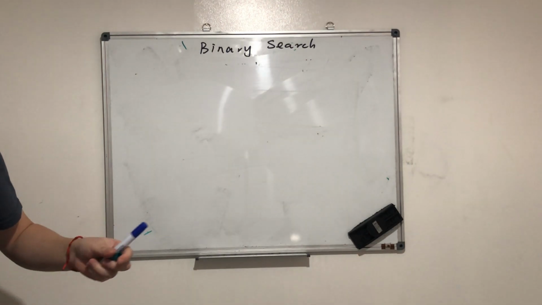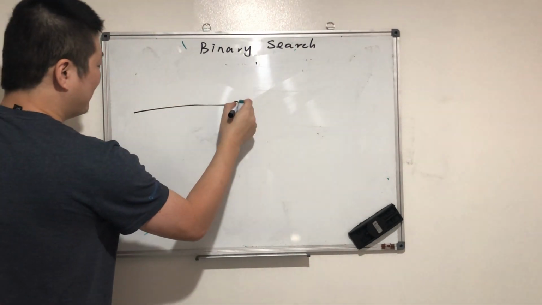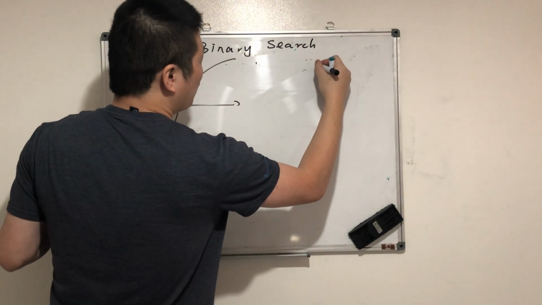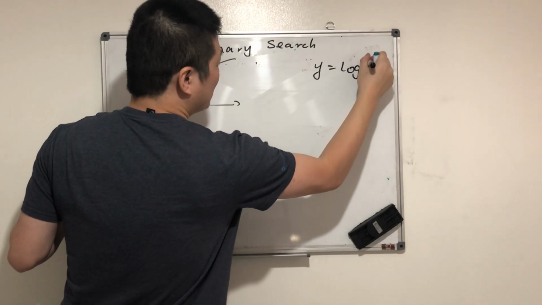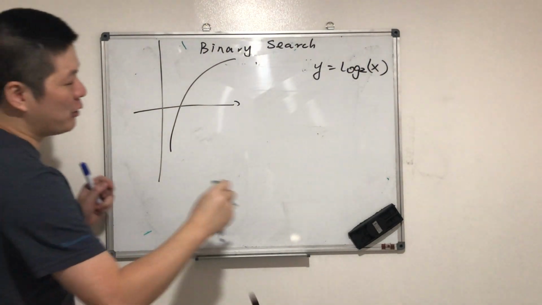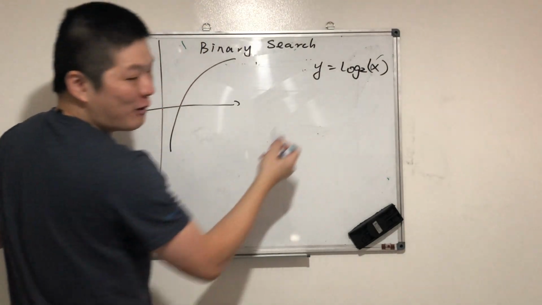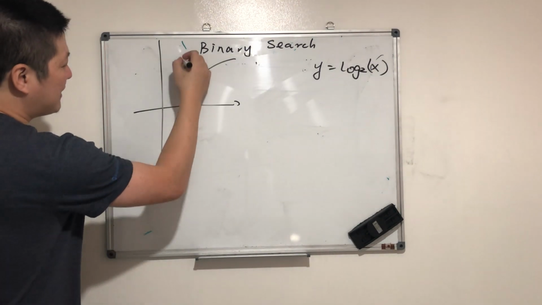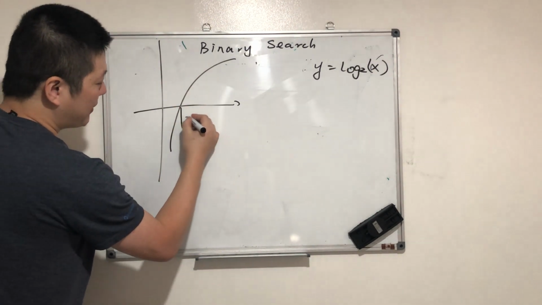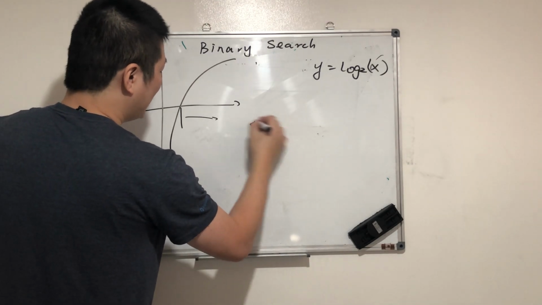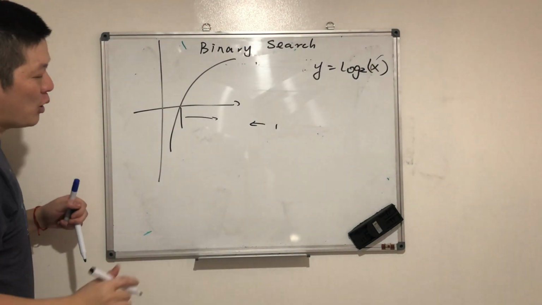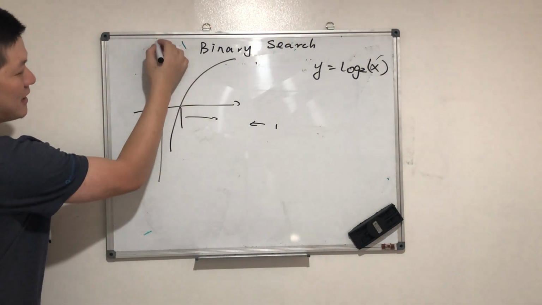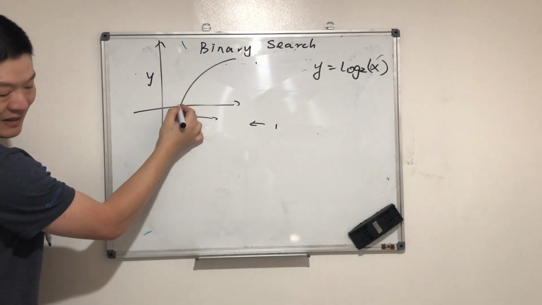We don't know the value, but we guess, right? Remember, we guess this value. Given y equals log 2 x, we are given this x, but we don't know the y, right? So we can guess. Let's check this part first. If x is bigger than 1, okay? So what's the left bound? The left bound is the lowest bound, which is y equals 0, right?